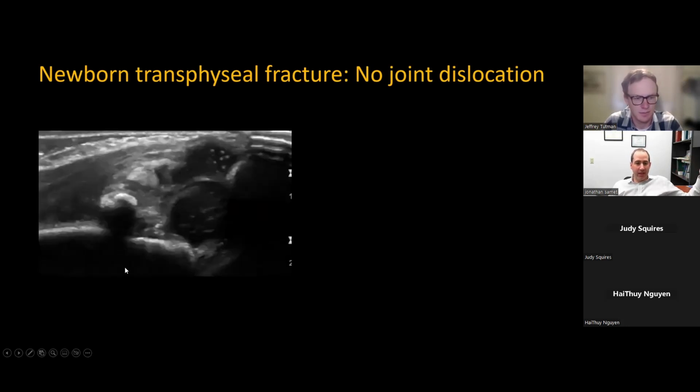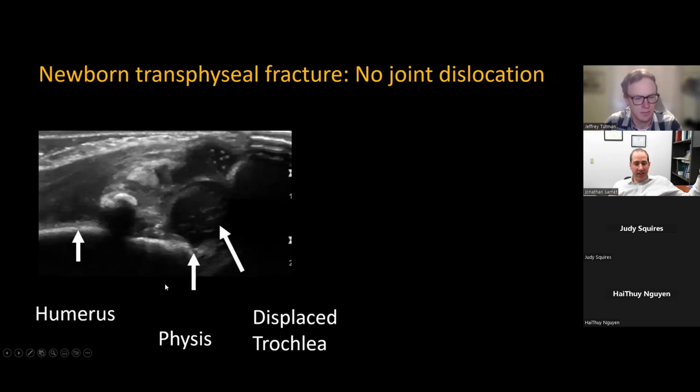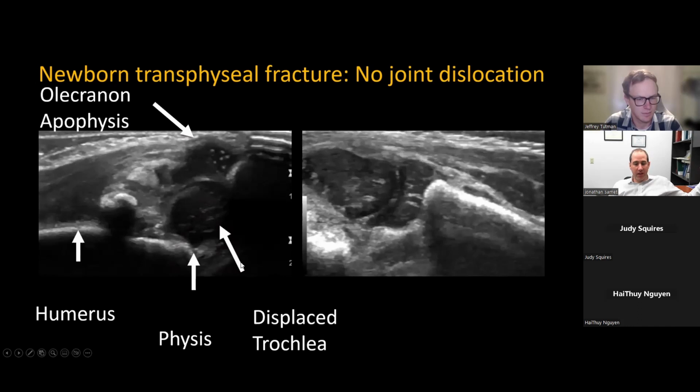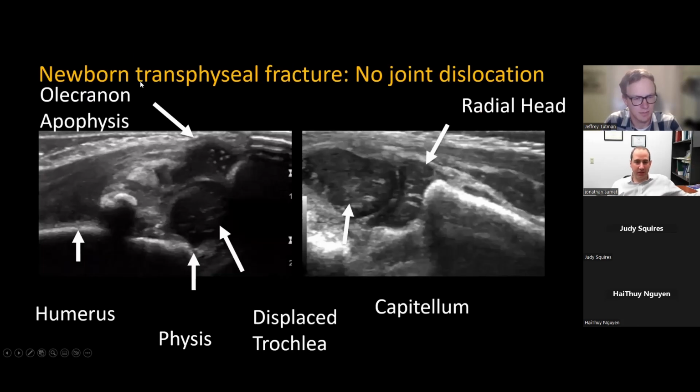But what you can see here, here's the humerus, here's the physis, and here's the displaced trochlea, right? Like this should have been down here. And so what you're seeing is that the fracture is at the level of the physis. So this is a transphyseal fracture, which I'm sure you have seen. So the fracture is through the growth plate. So the epiphyses shift relative to the metaphysis.